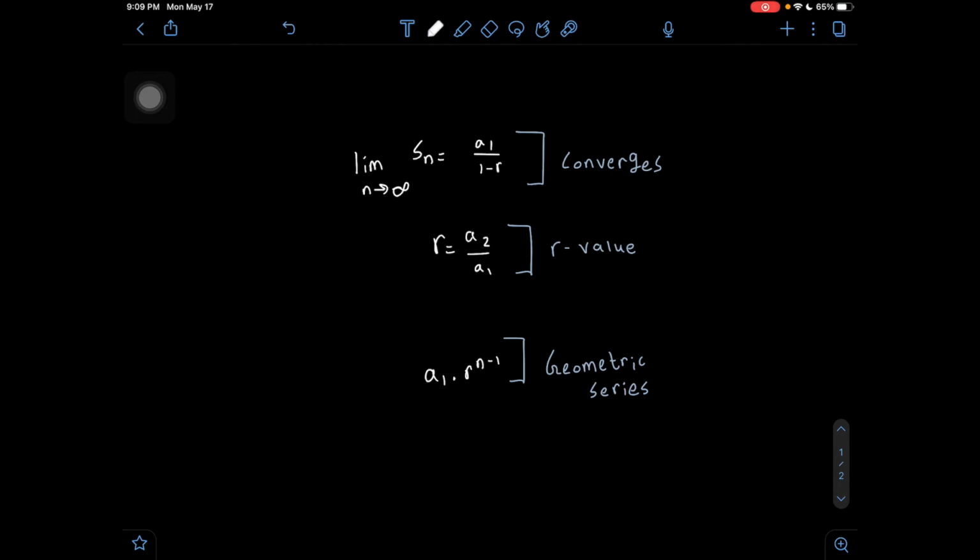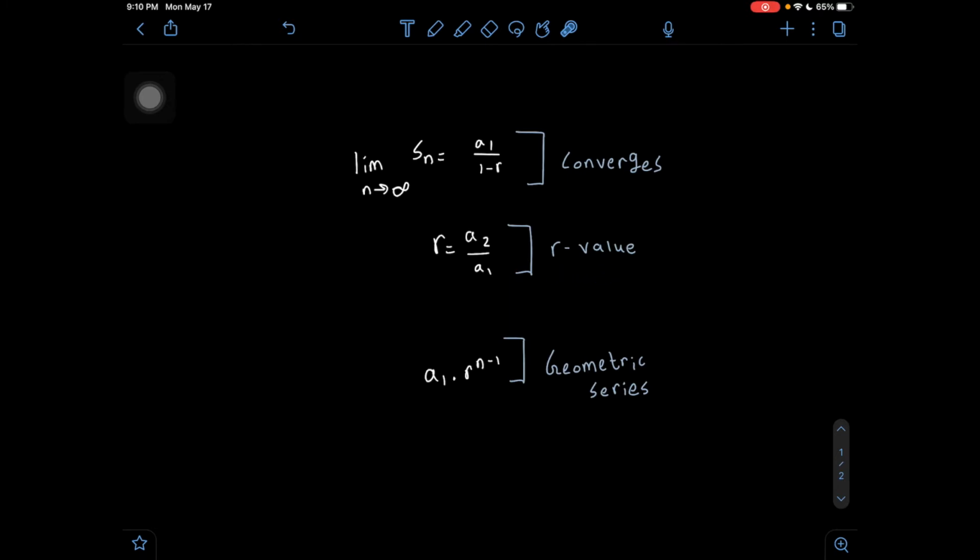In today's video, we'll be going through the process of how to complete geometric series with repeating decimals. There are some basic equations that we need to know. The first one is the limit as n approaches infinity of s subscript n equals a1 over 1 minus r, and this is how you'd find the value where the geometric series converges. Our second basic equation is r equals a2 over a1, and that is to find our r value.